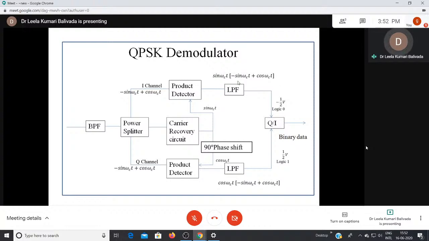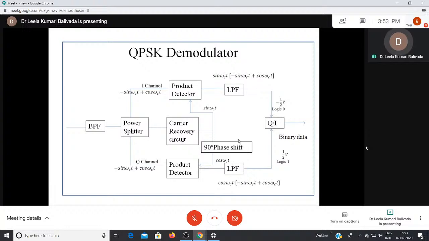So the output of these product detectors are fed to the bit combining circuit, where they are converted from parallel I and Q data channels to a single binary output data stream. So when these are sent to the bit combiner, it combines these 2 I channel and Q channel bits and the data channels to a single binary output data stream.